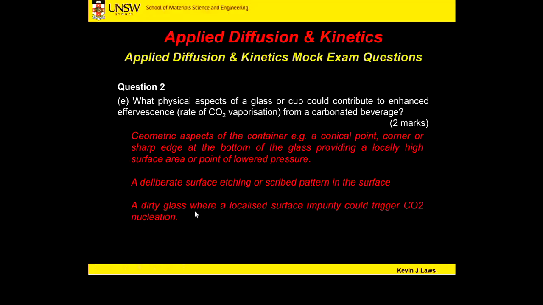Or the other one, a dirty glass, okay, where a localized surface impurity could trigger CO2 nucleation. All right, so if you've got a residue or dirt or something attached to the surface, the inner surface of the glass, this too could act as a heterogeneous nucleation site. Okay, so think about the bartender polishing up the glasses. The reason is try to get them as clean as possible.